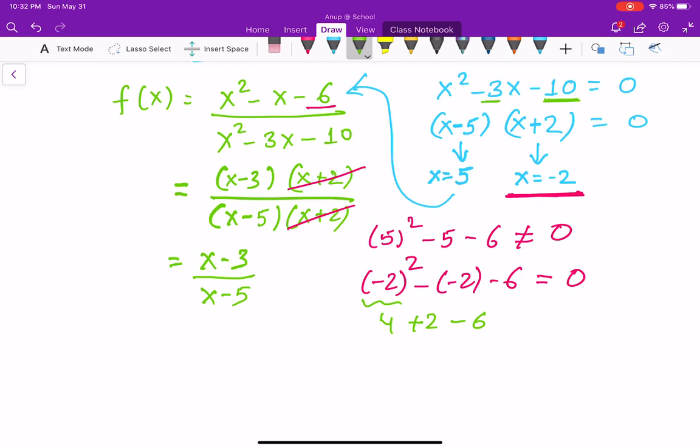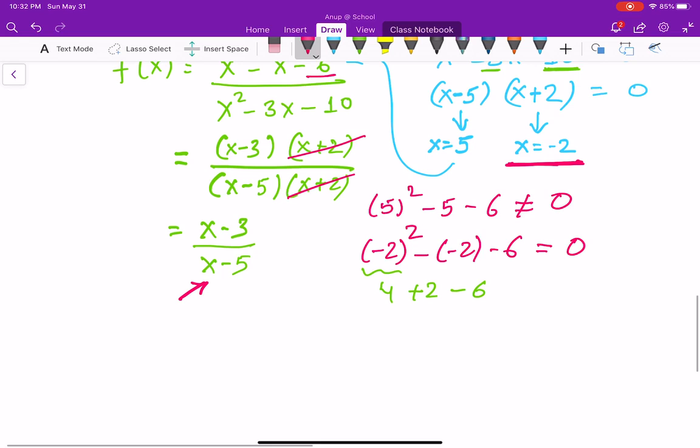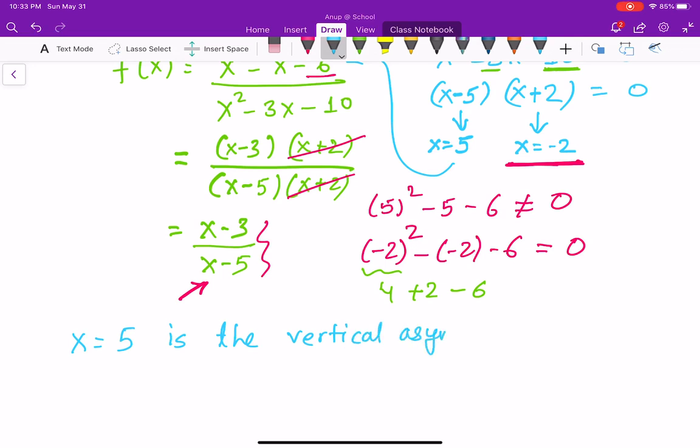And you can see the denominator function will be 0 when x equals 5, and now they don't have any real zeros in common. So in that case, x equal to 5 is the vertical asymptote of this given function f of x.